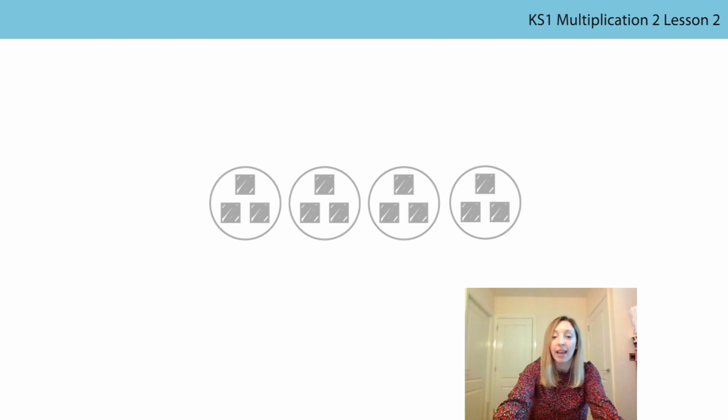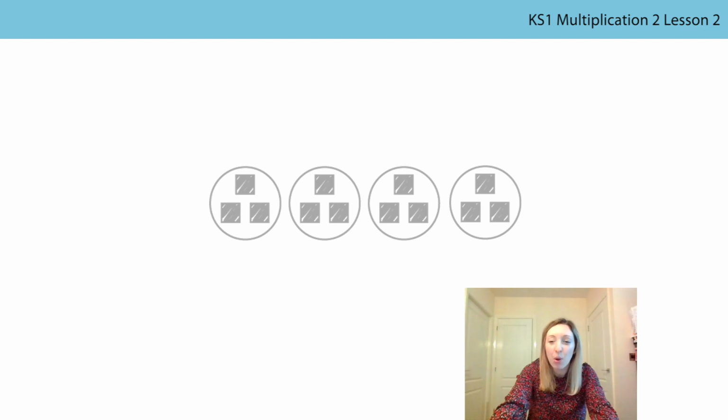Now, let's check first of all that we've used 12 bricks because Jess had 12 bricks. So let's count them. 1, 2, 3, 4, 5, 6, 7, 8, 9, 10, 11, 12. Brilliant. There are 12 bricks.